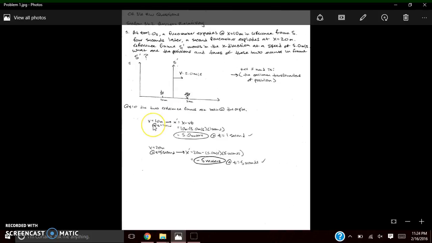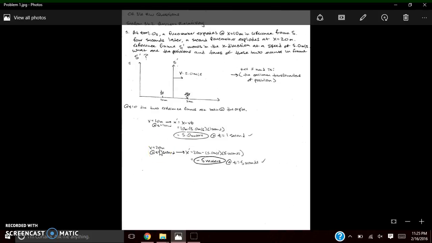So in reference frame S, event one happens at x equals 10 meters, and I put here at 1 second. To calculate the position in the moving reference frame S prime, I plug in the equation x prime equals x minus vt, where x is the position where it happens in S, v is the velocity at which the reference frame is moving, and t is the time the event took place. Here x is 10 meters, v is 5 meters per second, t is 1 second, and therefore in reference frame S prime, the event took place at 5 meters at time equal 1 second.